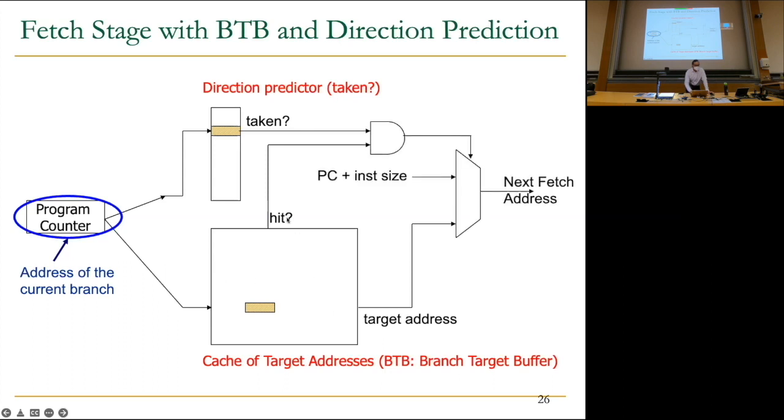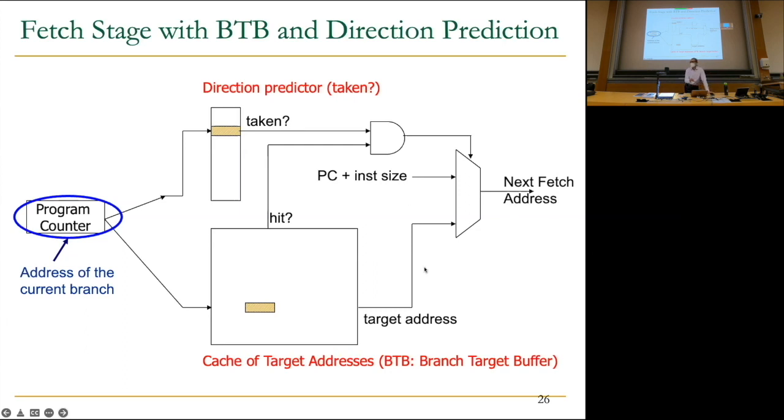And if you hit in the branch target buffer, and if the branch is taken, then the next fetch address should be the target address stored in the cache of target addresses, the branch target buffer. If you either miss in the branch target buffer, or if the direction predictor tells you not taken, then the next fetch address should be PC plus 4 in MIPS, or PC plus instruction size. If the instruction size is variable, you can also have another structure to predict that. So that's basically the next fetch address predictor we're going to examine in this lecture and the next lecture.